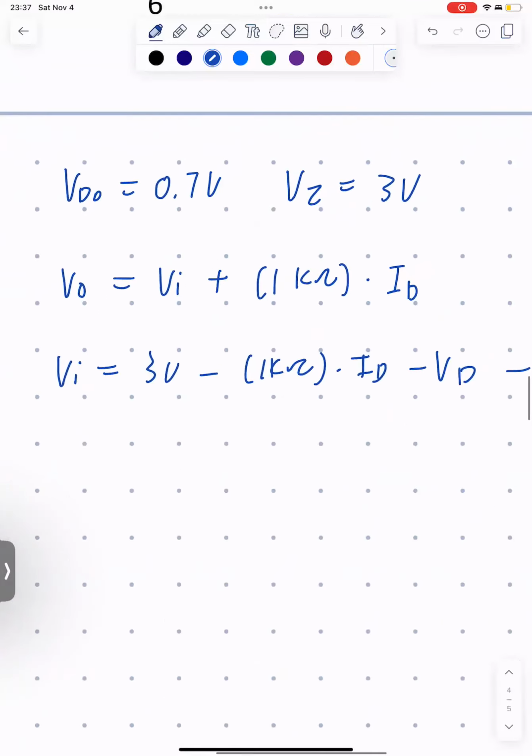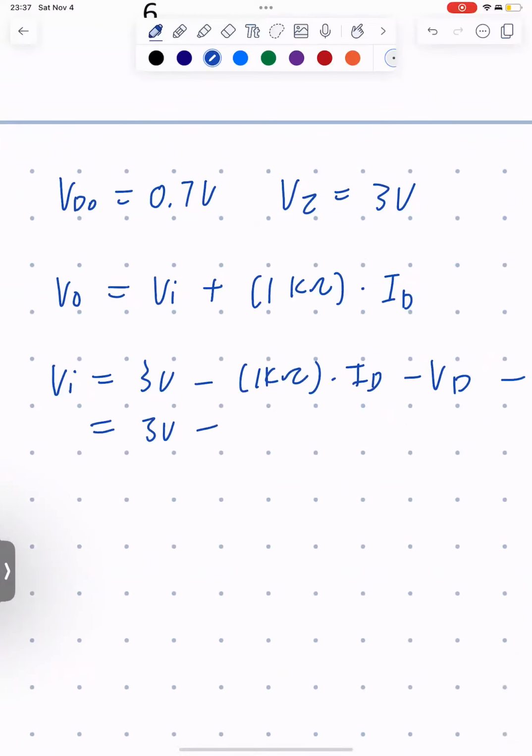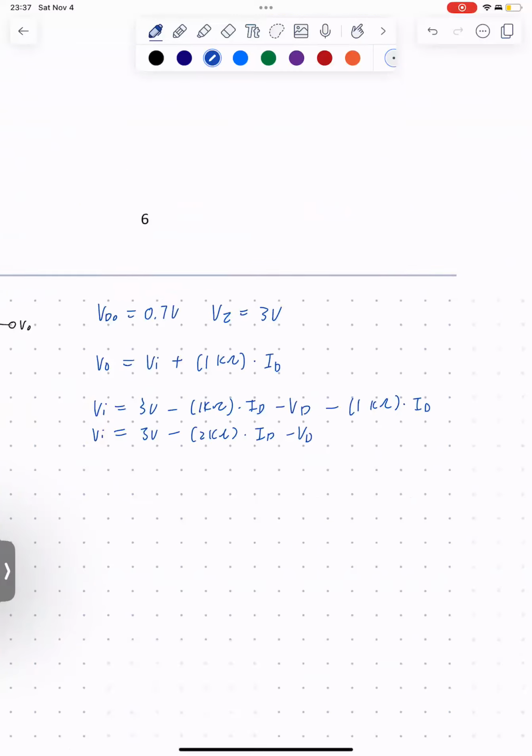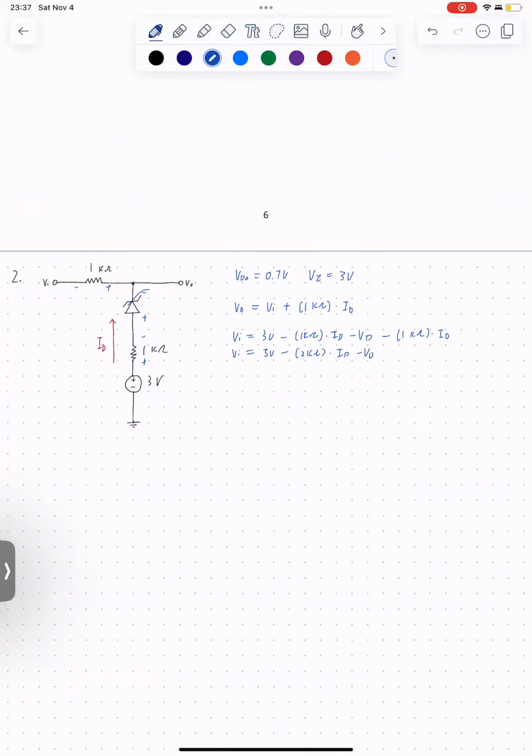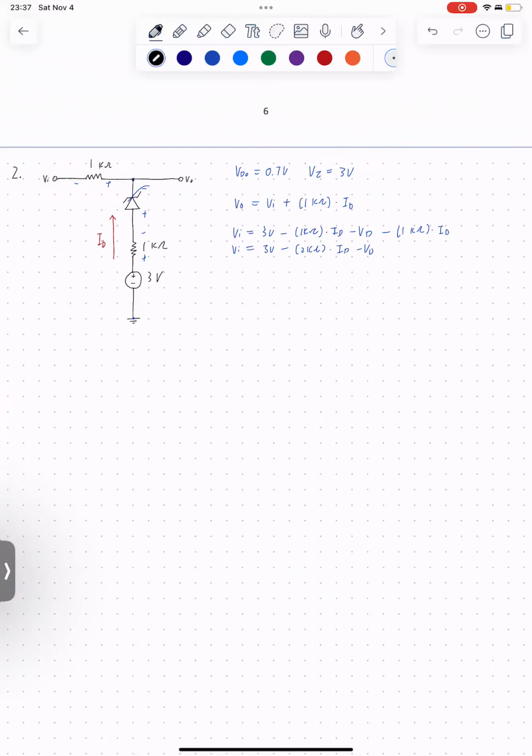Okay, and then let's simplify a little bit. And just like that, we have two equations that we will use. So this is our analysis of the circuit before we even start doing it. Now let's start doing some assumptions. Let's first assume that the diode is off.